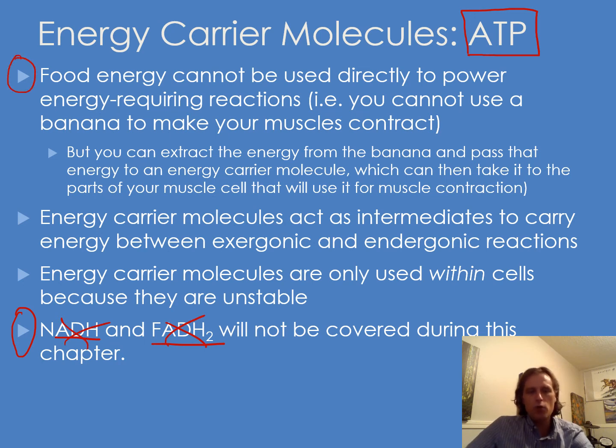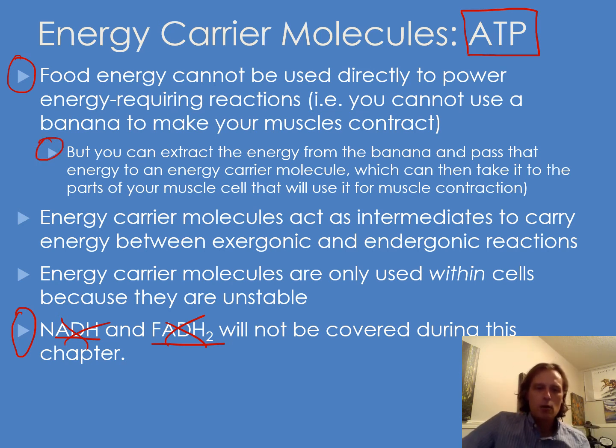Triangle number 1: food energy cannot be used directly to power energy-requiring reactions. For example, you cannot use a banana to make your muscles contract. You can't smash the banana into your muscles. You cannot eat the banana whole and transport it to your muscles where it causes muscle contraction.